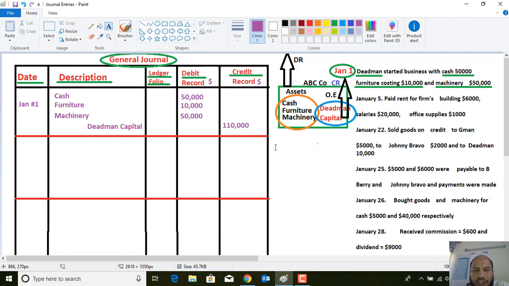Dear students, if you see here, we mentioned in our earlier discussion that we will record all the debit accounts at the debit column and all the credit accounts at the credit column.